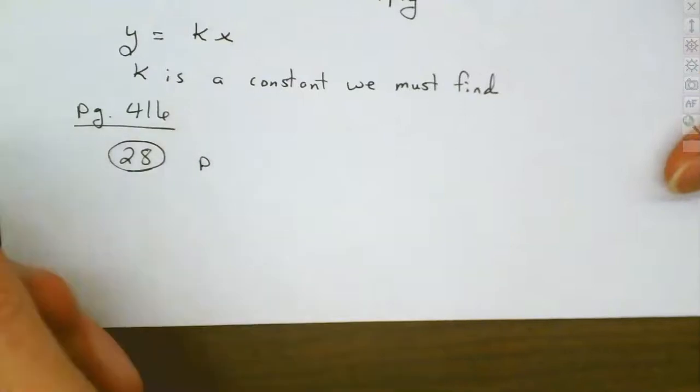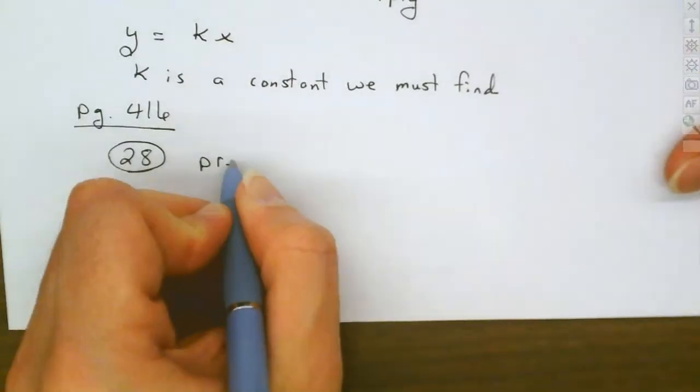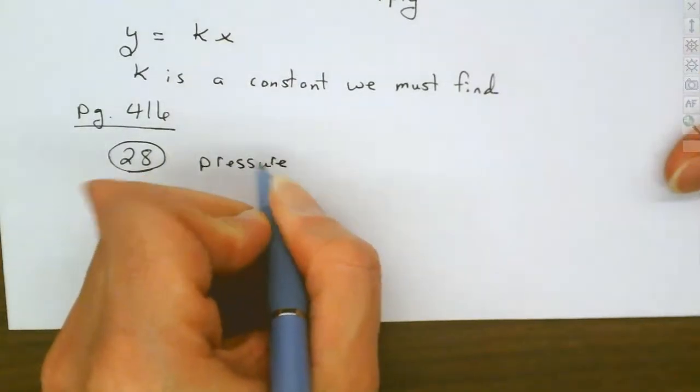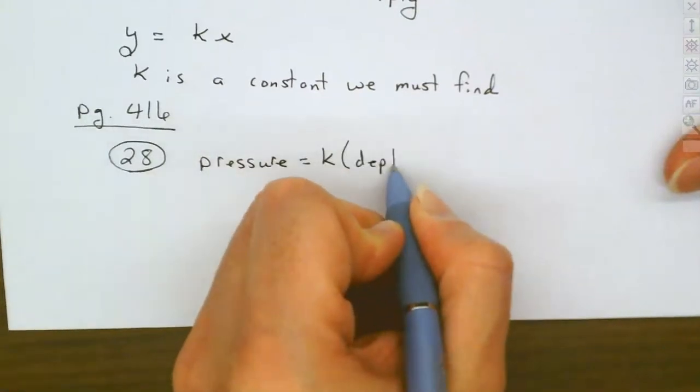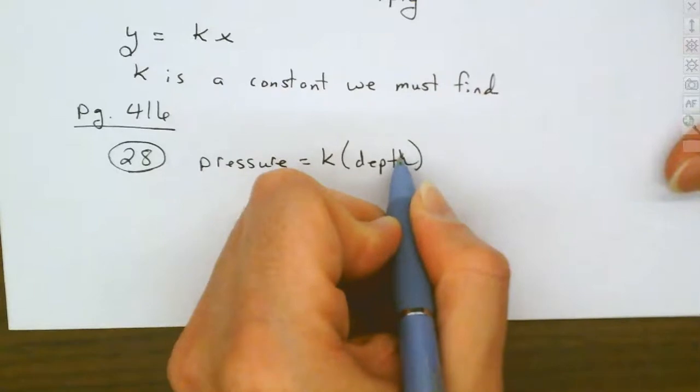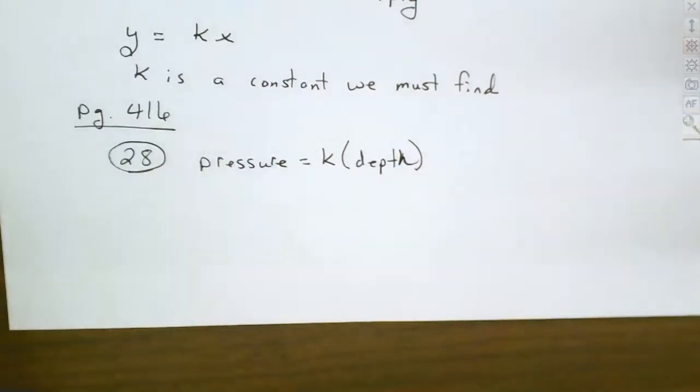So pressure is what we first encounter. So our pressure equals k times the depth. And I like to use words instead of x's and y's. I think it's more confusing when you use the x's and the y's. So there's our equation. Pressure is equal to k, which is unknown, times the depth.